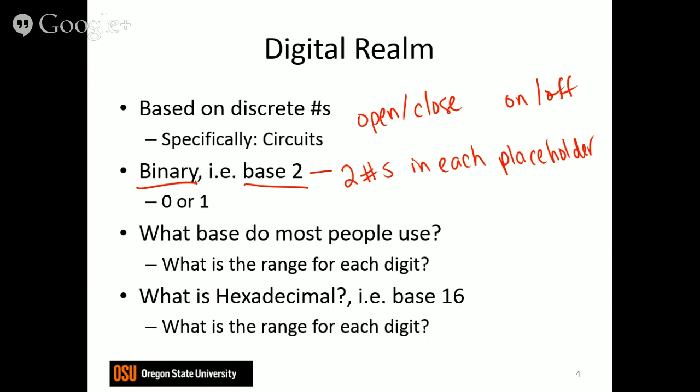And for base 2, we always start at 0, so you get that choice of a 0 or 1. What do most people use? We use decimal, which is base 10. And what is the range for each of these digits? 0 through 9 in each one of the placeholders.